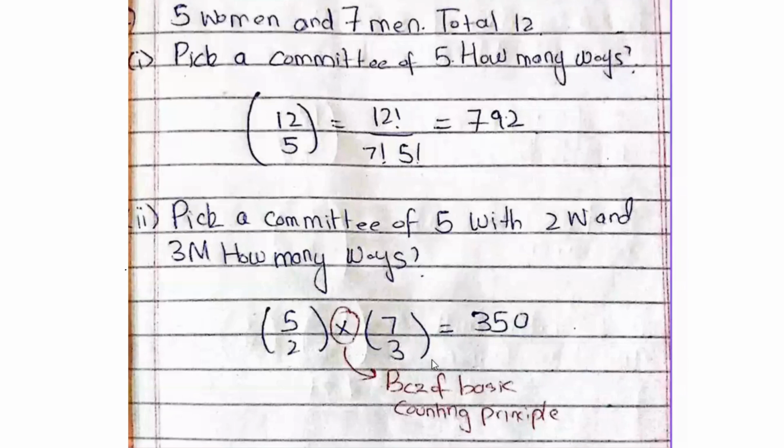So together, in how many ways can we do them? We can just apply the basic counting principle and multiply them. The first counting principle that we learned, right? The reason we're multiplying is we're applying the basic counting principle to see in how many total ways we can select 2 women and 3 men.